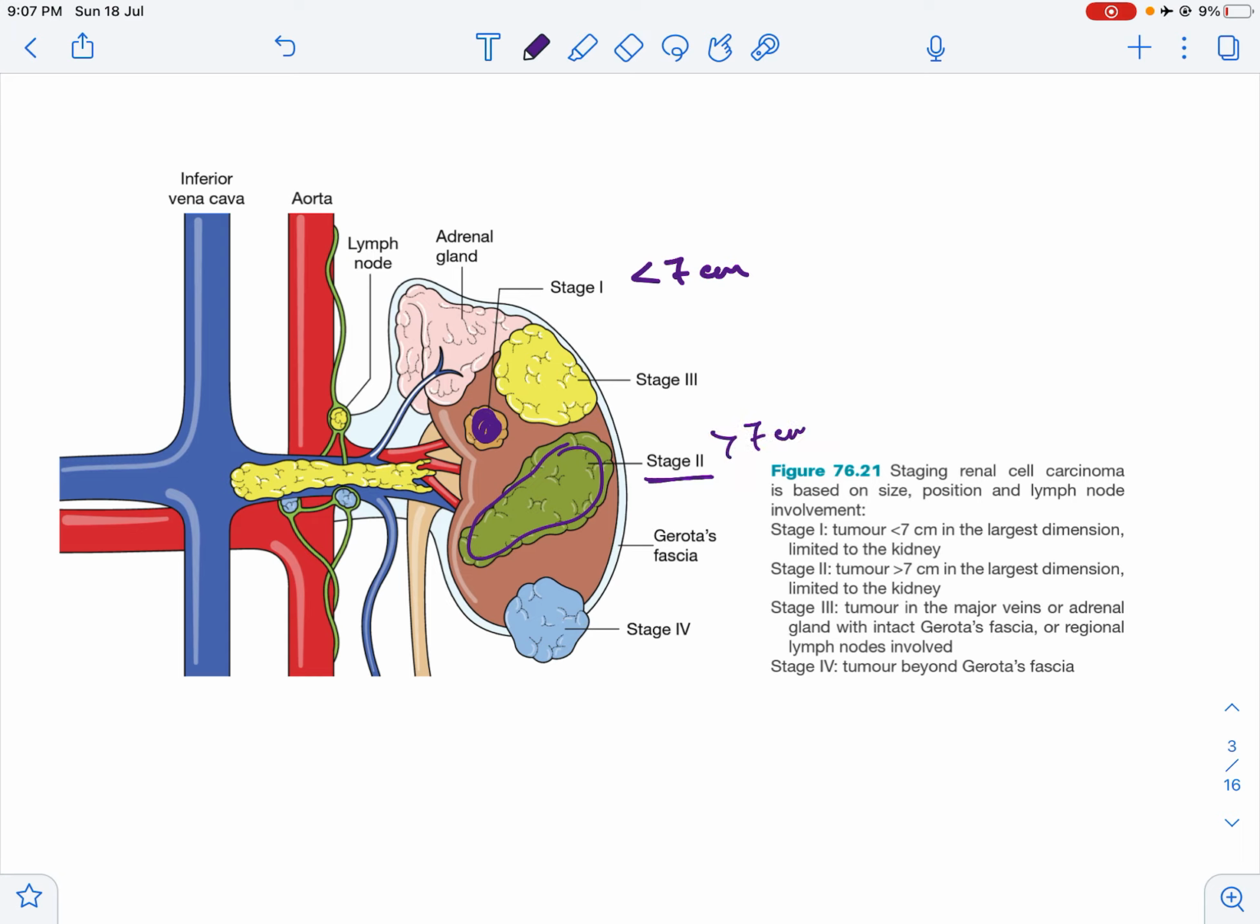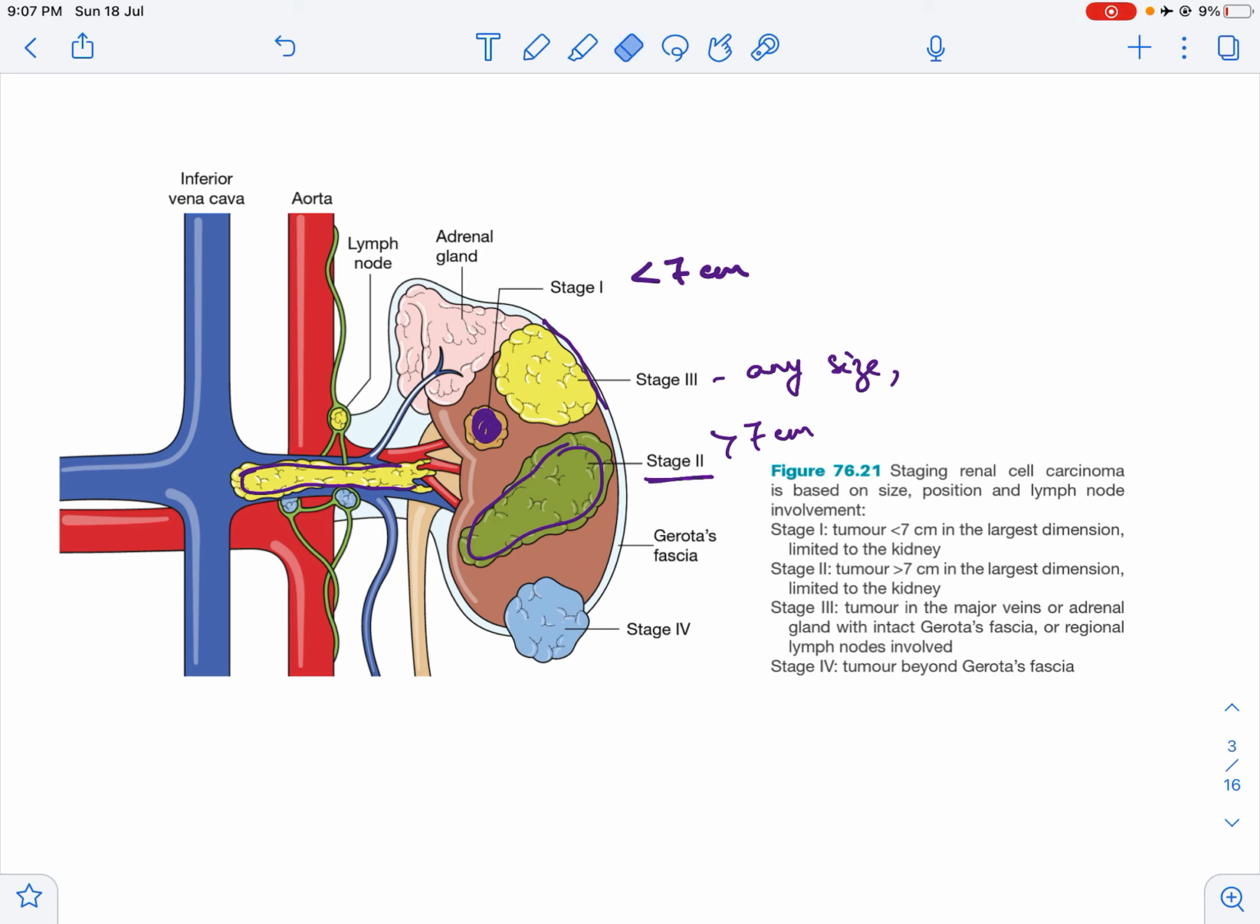Stage 2 is the tumor is confined to the kidney only, but it is more than 7 centimeters in size. Stage 3 is that the tumor can be of any size, but the key feature is that it does not invade the Gerota's fascia. Secondly, you can see this yellow thing over here. So there is a tumor invasion in the main renal vein.